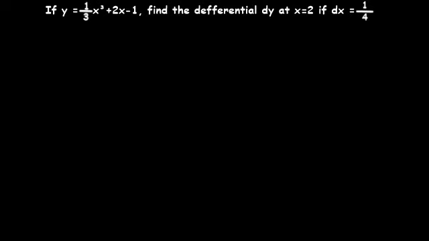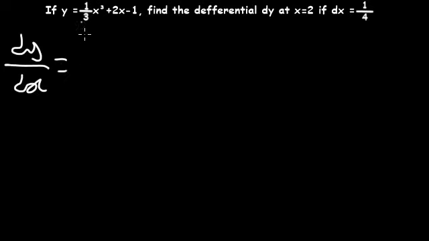Example number 1. If y is equal to 1/3 x to the power of 3 plus 2x minus 1, find the differential dy at x equal to 2 if dx, the differential dx, is equal to 1/4. So, to determine the differential dy, we will need to differentiate the function y. So what would be dy/dx? That is the first thing you have to consider doing.